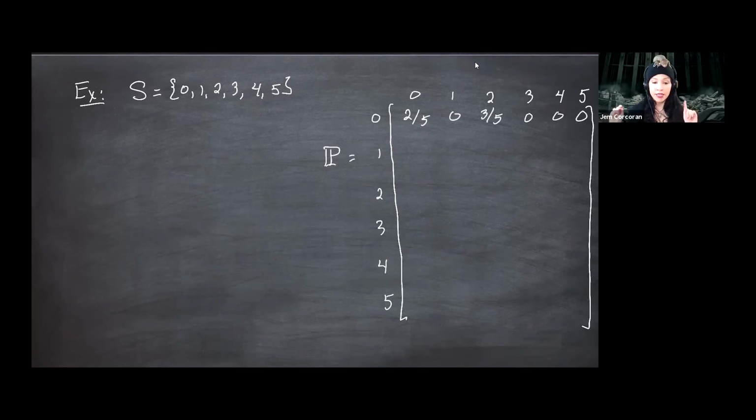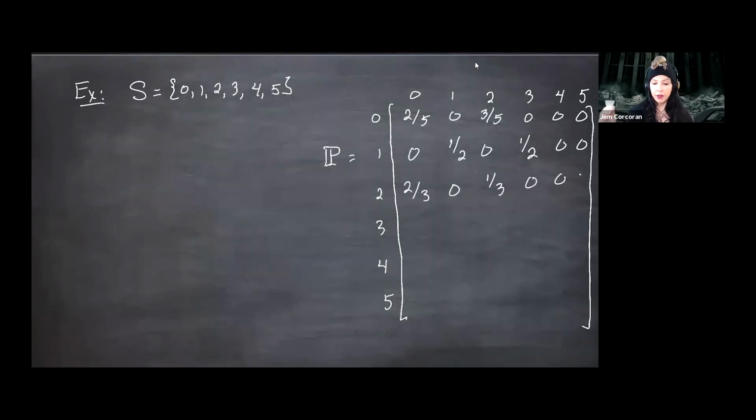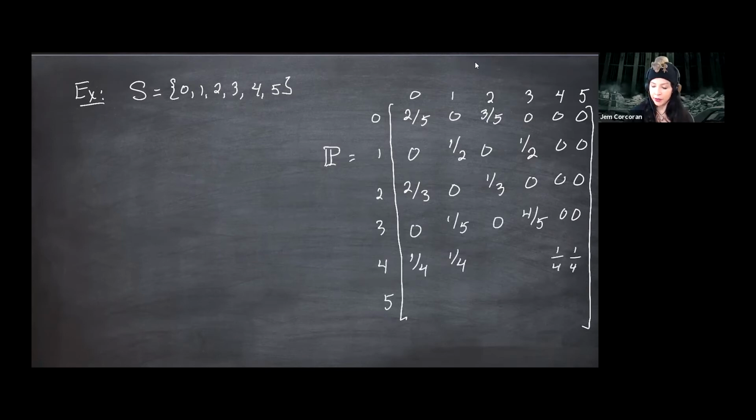In row 1, I'm going to say that I can go to 1 and I can go to 3, but nowhere else. So those probabilities are going to be 1/2 and 1/2. From 2, I'm going to go to 0 and 2 with probability 2/3 and 1/3. From 3, I'm going to go to either 1 or 3 with probabilities 1/5 and 4/5. From 4, I'm going to allow myself to go to 0, 1, 4 and 5 with equal probabilities 1/4, 1/4, and then 0, 0 in the middle.